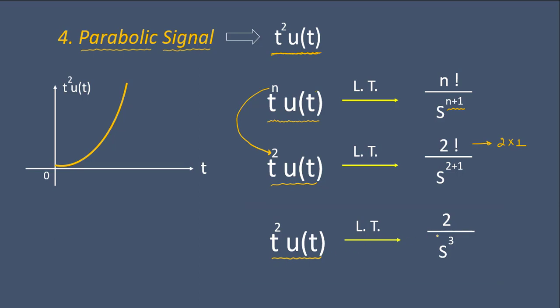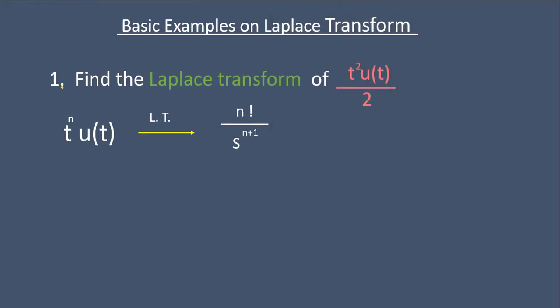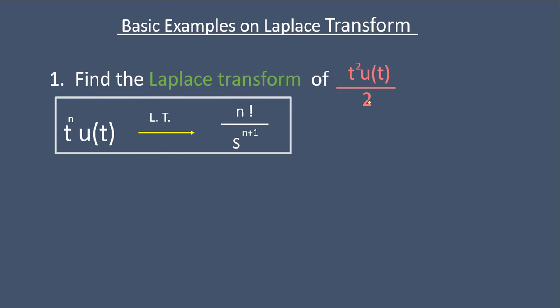So now with this basic example, let us solve some more examples on finding the Laplace transform of a parabolic signal. We have the first question: find the Laplace transform of t square u of t upon 2. To get the answer, I have already written the basic Laplace transform of the function t raised to n u of t, which is n factorial upon s raised to n plus 1. For the given question, we can easily find the solution.